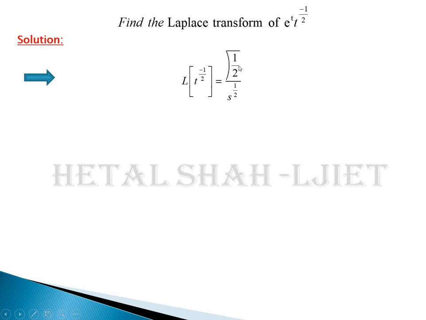Gamma n plus 1, your n is minus 1 half. So minus 1 half plus 1, that is 1 half. Gamma 1 half is root pi. So root pi by s raised to 1 half, so that is root pi by root s.